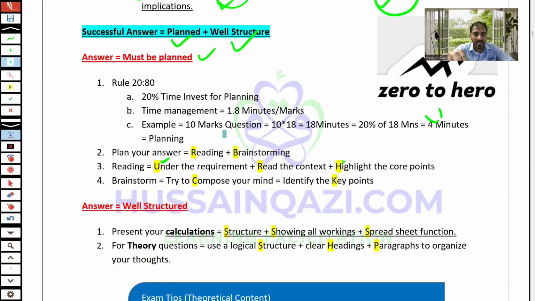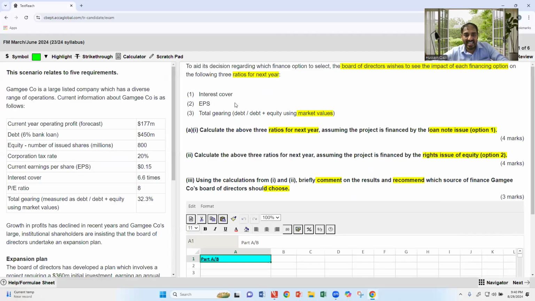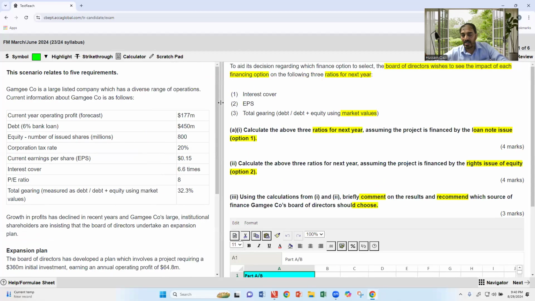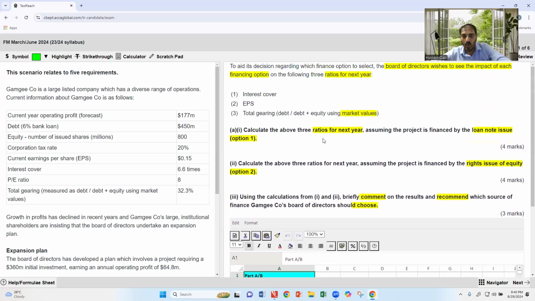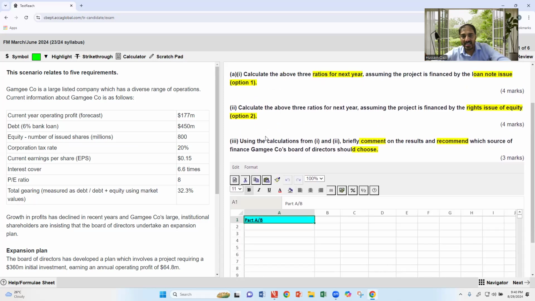Now the next point is brainstorming. Ideally, students start the questions with calculation. Okay, no worries about that. You have to start with the calculation. So the calculation part, A1 and A2, is very important here. Let's start with A1 and A2.